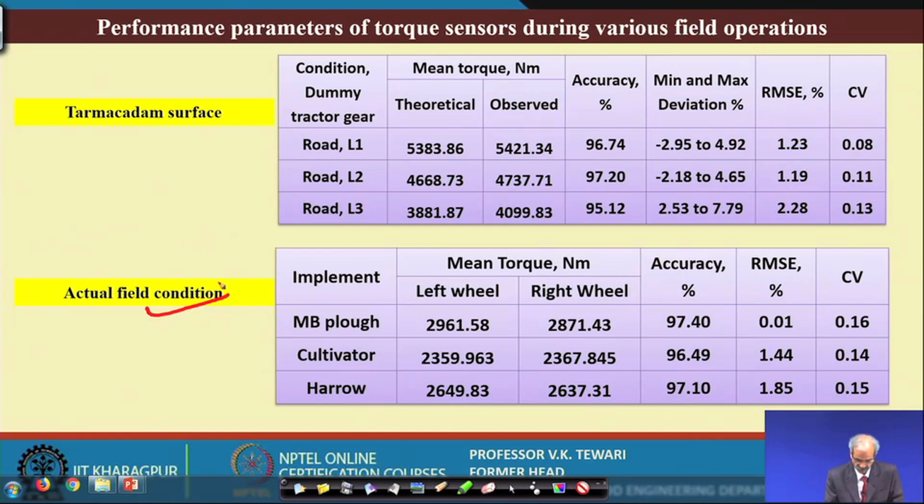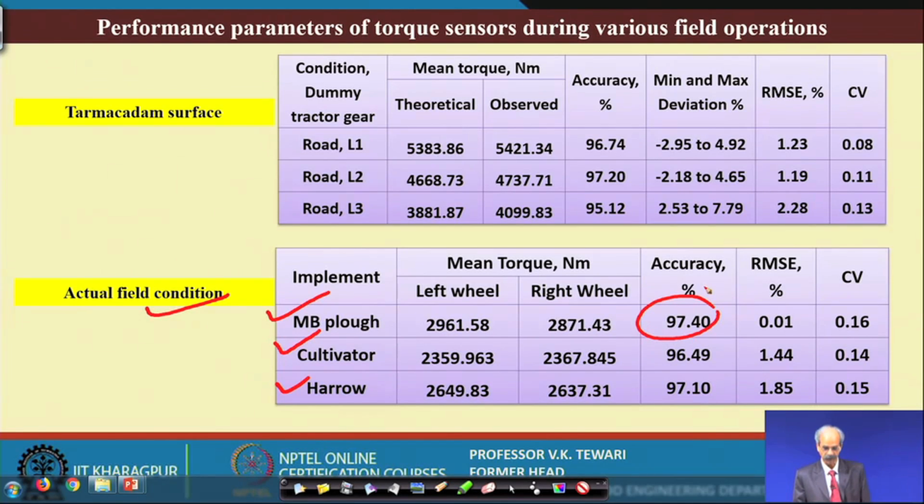In the actual field condition here, we had the implements moldboard plow, cultivator and harrow, and then the mean torque, left hand wheel and right hand wheel. You can see the difference between the left hand and right hand wheel, and the coefficient of variation. So, we do not find much difference, and the accuracy level is so high.